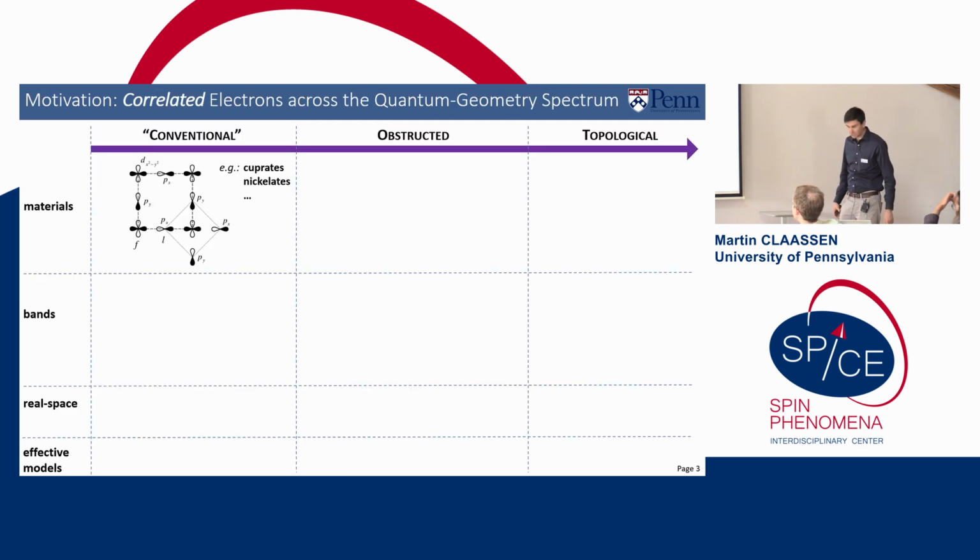So the other aspect and motivation for this talk actually comes from a recent reappreciation of the strongly correlated electron problems in solids. The original classical textbook example is high temperature superconductivity in the cuprates shown on the left here.